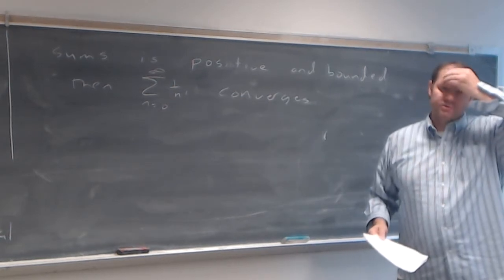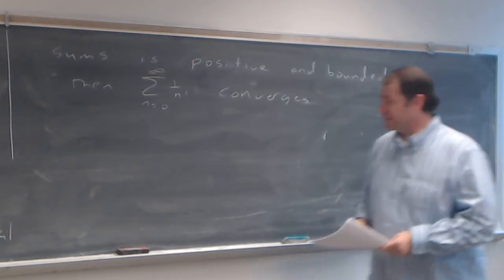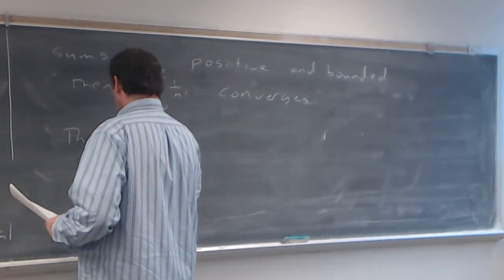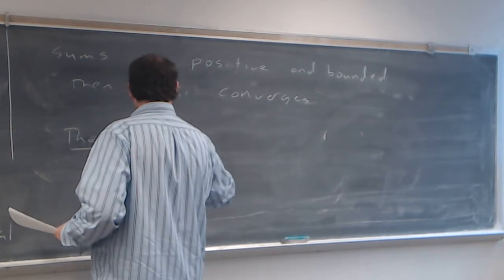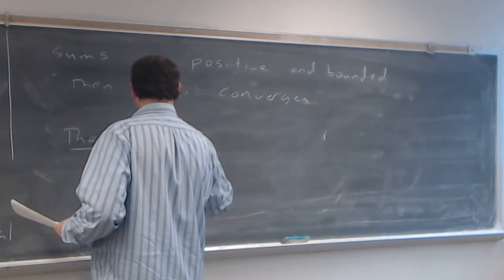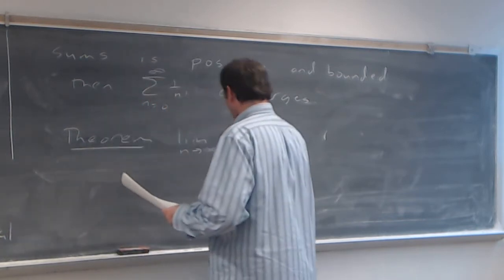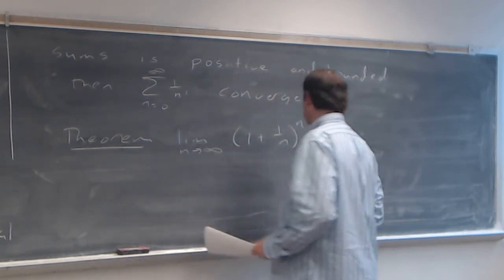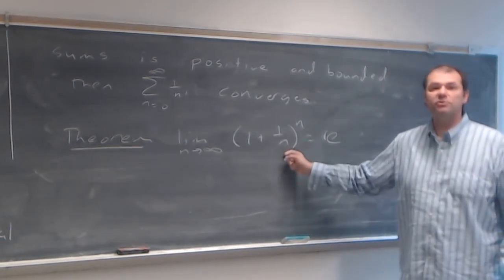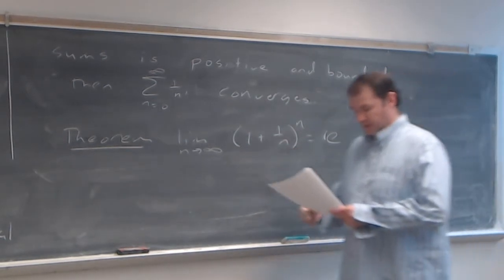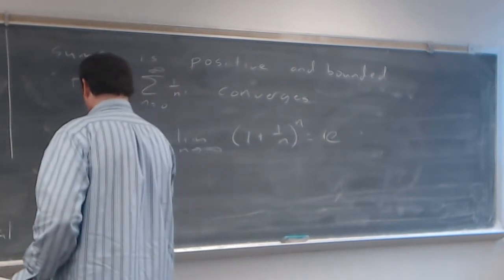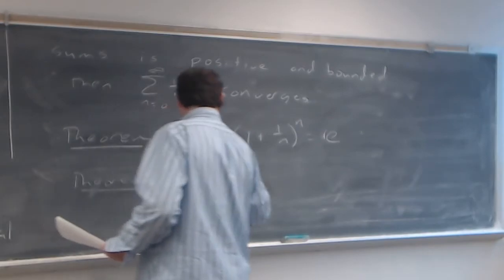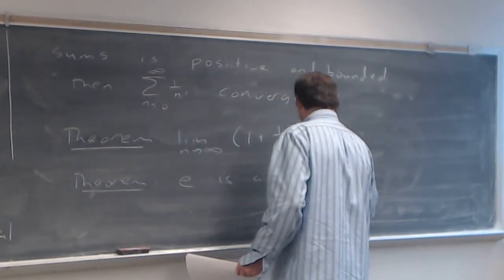This book that we're using gives a couple of theorems about e, which I'll just write down. One of them is that the limit as n goes to infinity of 1 plus 1 over n raised to n, that's also e. Sometimes people use this as the definition of e. And another theorem, which we won't prove, is that e is an irrational number.